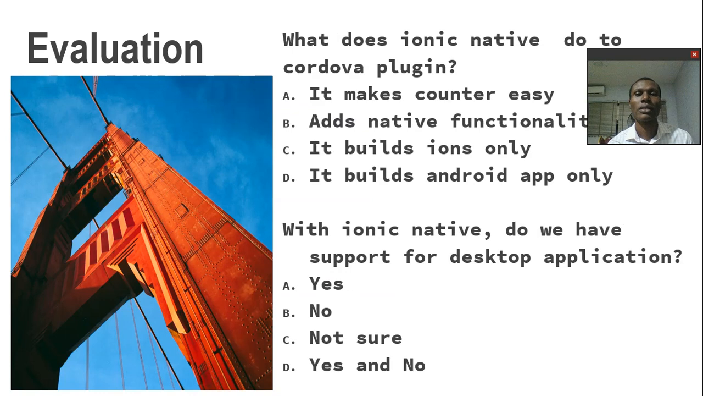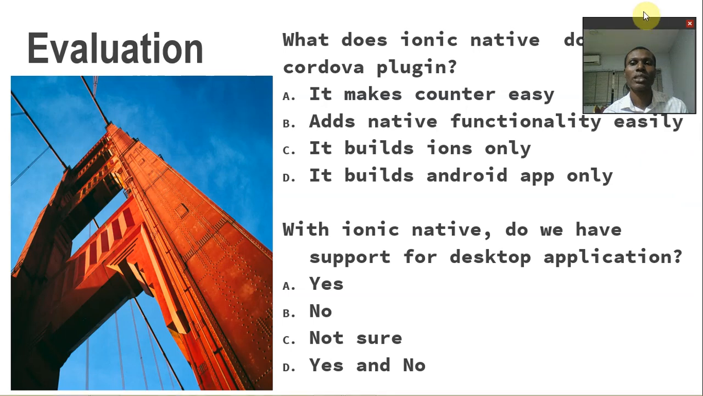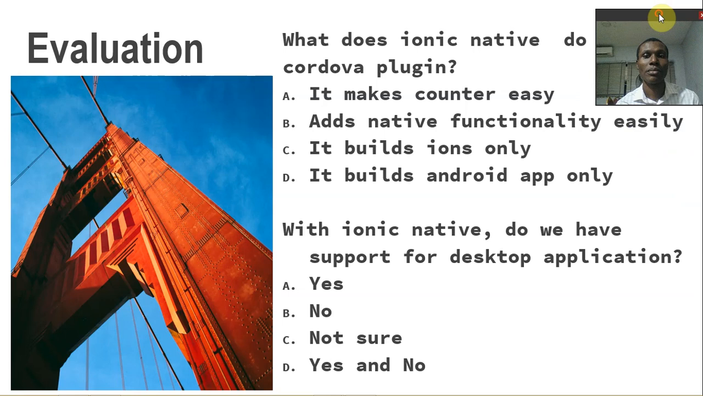Then as we go to the next slide, what does Ionic Native do to the Cordova plugin? It wraps it. It provides native functionality and builds Android apps. It makes it easy. So Ionic Native really adds native functionality easily. So the final question, with Ionic Native, do we have support for desktop applications? The answer is yes.